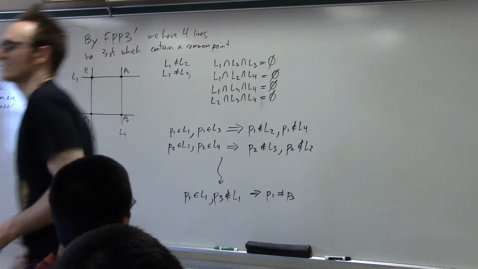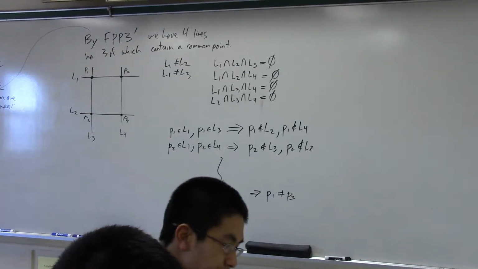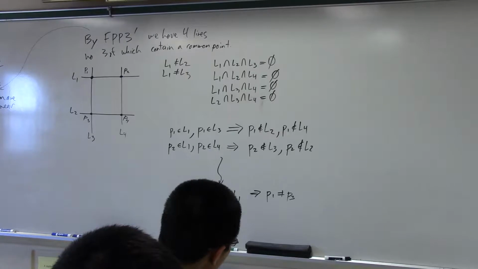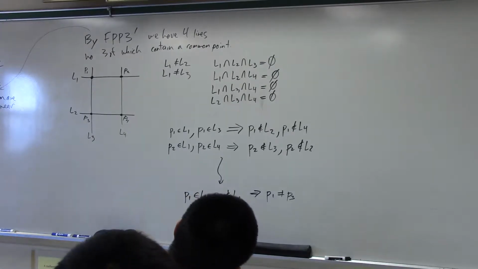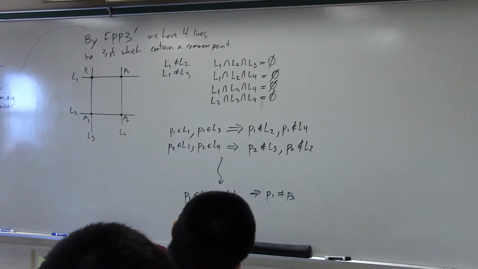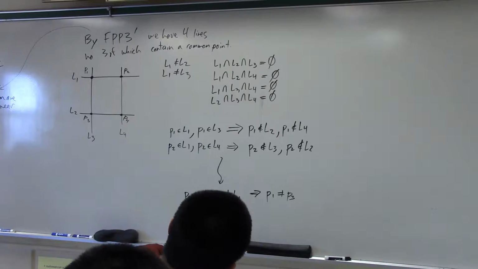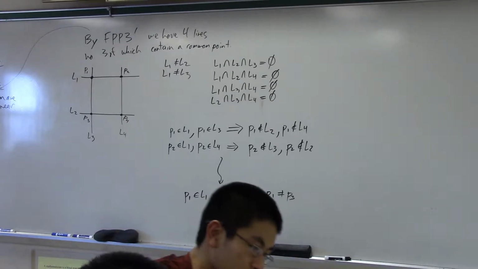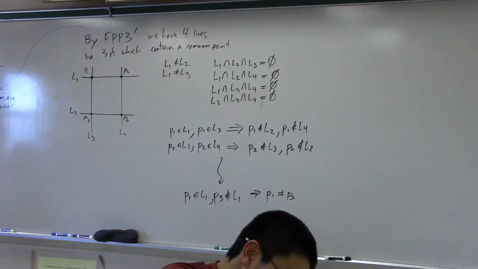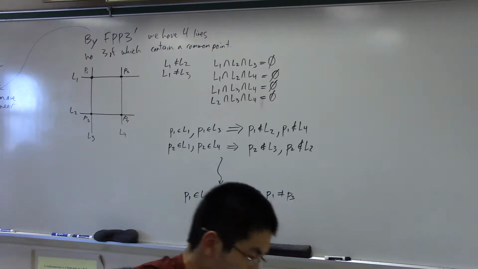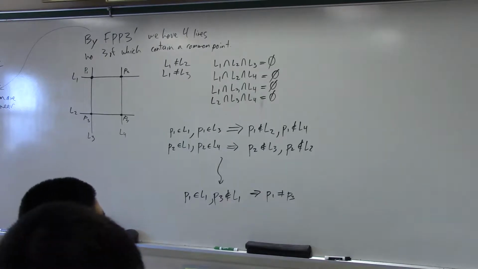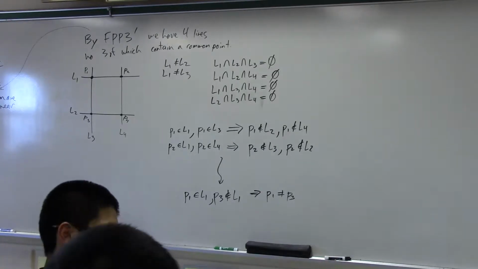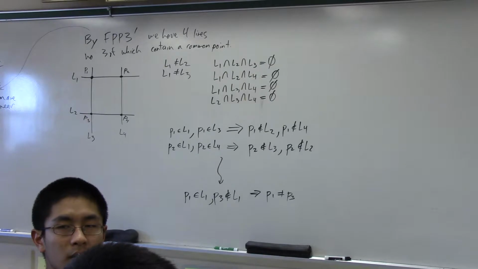Okay, so skipping the rest of the details, I've now argued that I have essentially the same figure again, and all these lines are distinct by assumption. They don't contain a common point, so if a point is on two lines, it's not on the third line in all four cases. So all the points are not anywhere except where they're supposed to be, and therefore all the points are distinct.